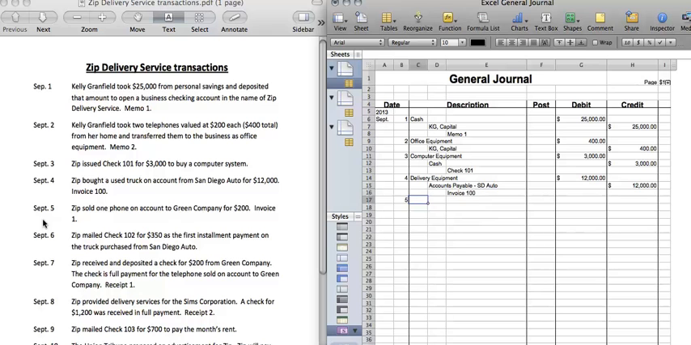On account means they owe us, so it's going to be accounts receivable, Green Company. And they bought one phone, so we're going to debit $200. And then we're going to credit, we had categorized the phones before as office equipment, and now we're losing one. So we're going to go ahead and put office equipment in. Credit $200. And our source document is invoice 1.